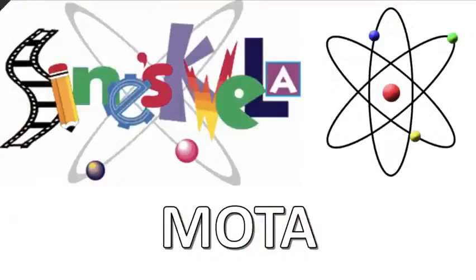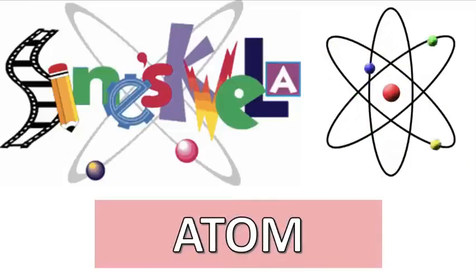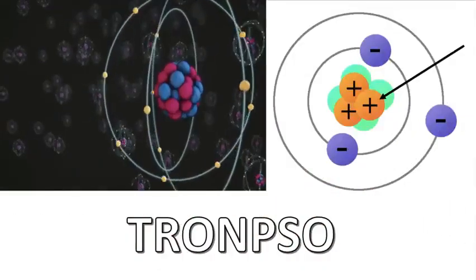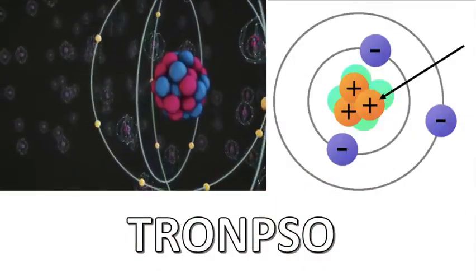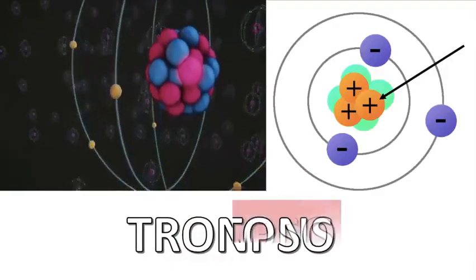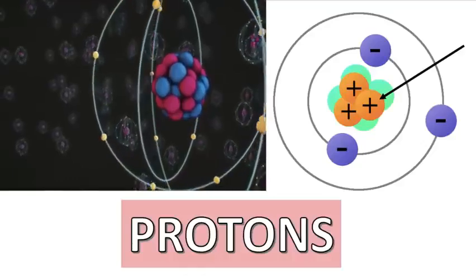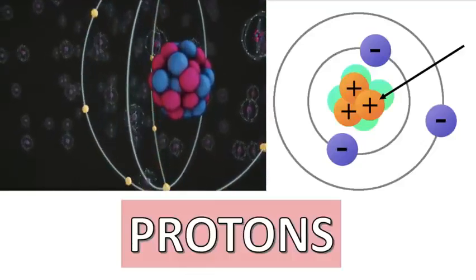Let us have the second one. This is atom. It is the smallest unit of matter and the building blocks of matter. That is atom. Next. What is this word? This is protons. These are the positively charged particles.